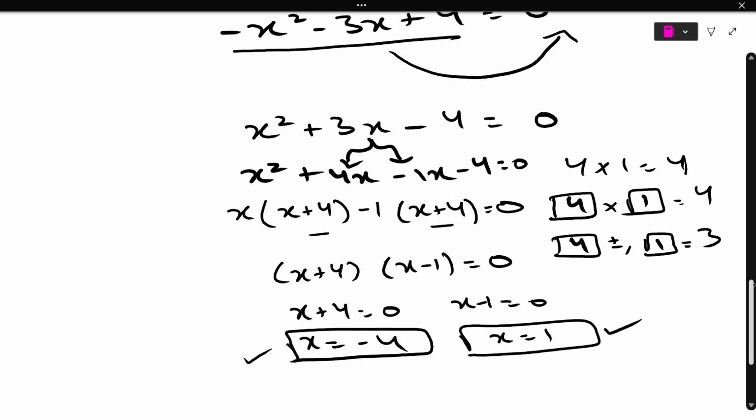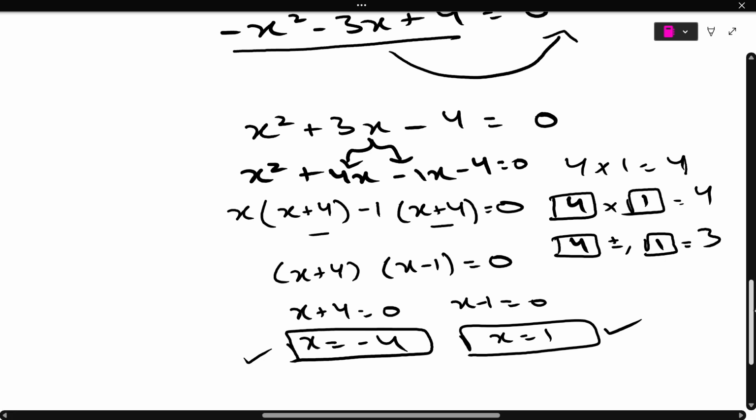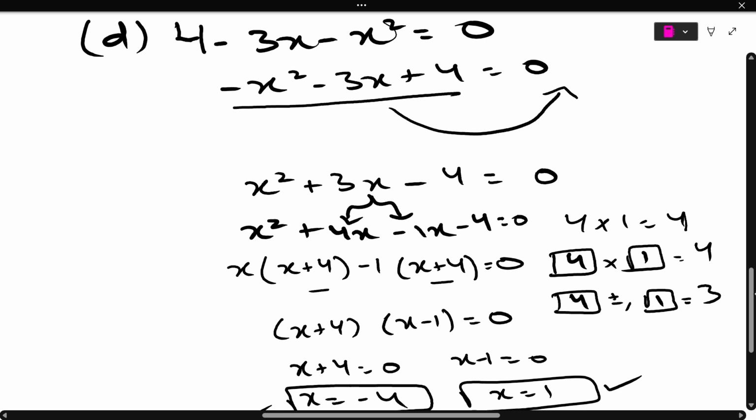I got the same answer. You got the same answer. That is absolutely good, absolutely correct. And that's our solution for part number D. That's our complete solution for part number D.